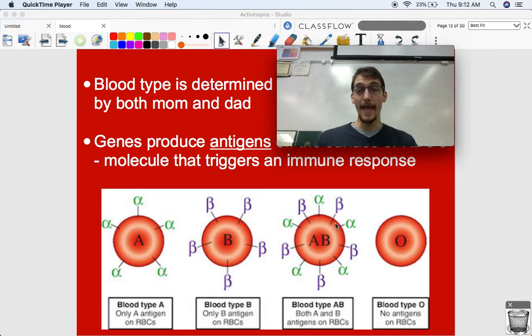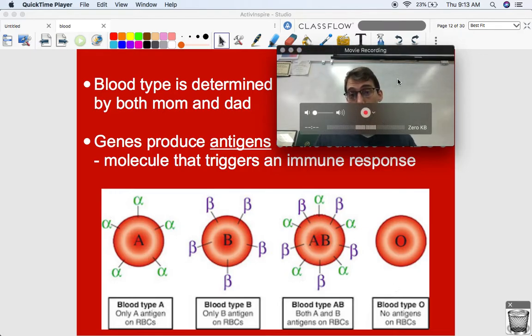If you're type AB, that means you have both A antigens and B antigens. So you have both types of these proteins sticking out of the cell membrane on your red blood cells. And if you have O, then you have neither. So you have one or the other, both, or neither when it comes to blood type. And these are our main four: A, B, AB, and O.